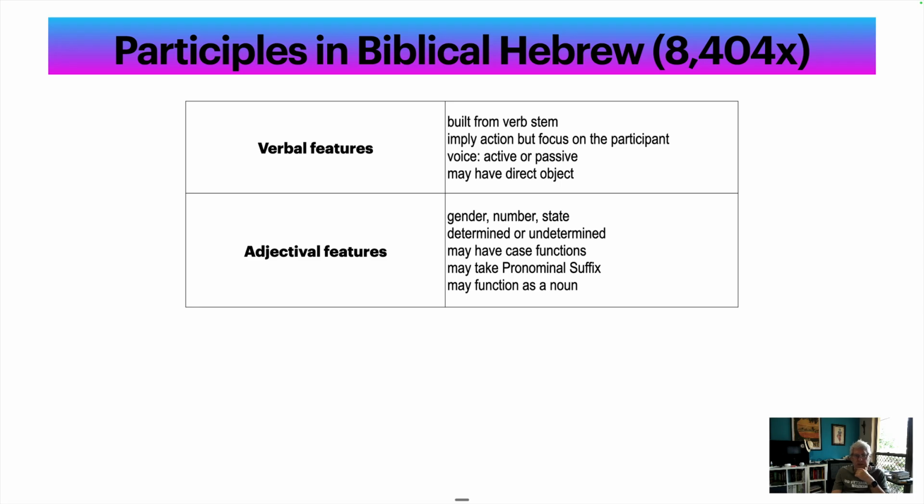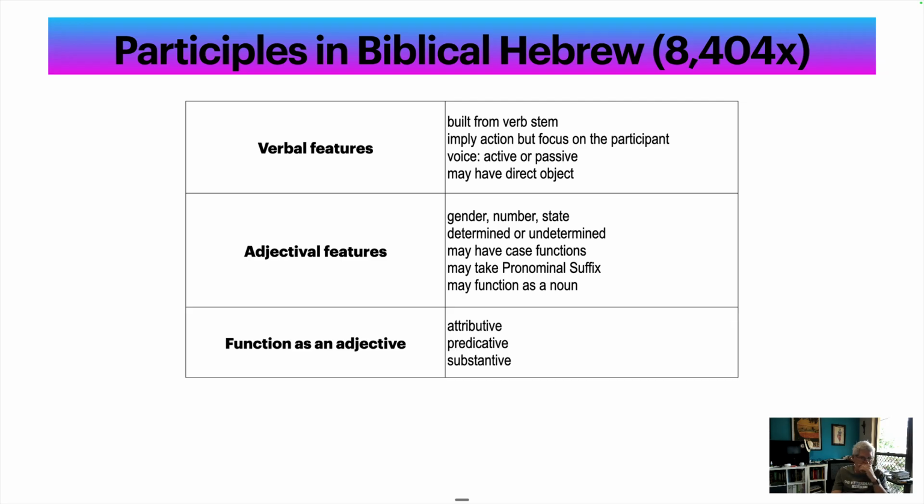They do have adjectival features, so they're going to reflect gender, number and state. They can be determined or undetermined, in other words with the article, without the article, or determined in some other way. They can take a pronominal suffix and function as a noun even. When they're functioning as an adjective, they can occur like any other adjective in the attributive sense, in the predicative sense, or as a substantive. Okay, and you may want to revisit our earlier work on adjectives at that point.